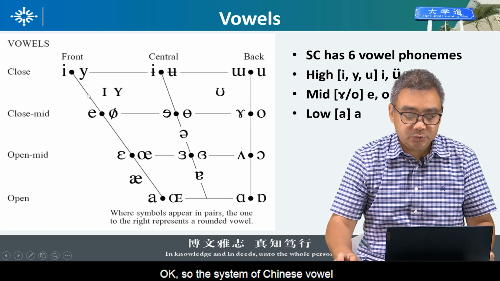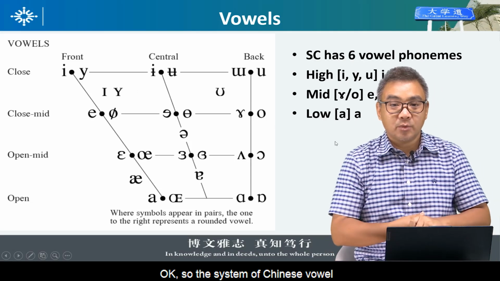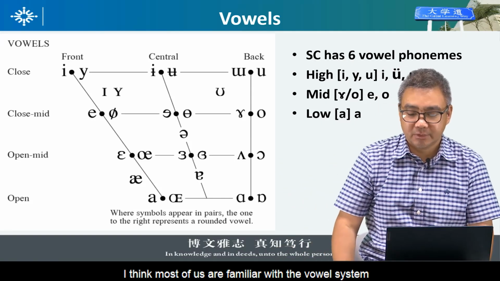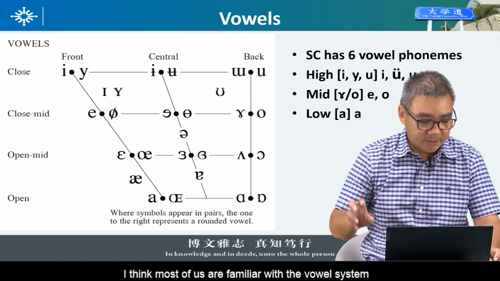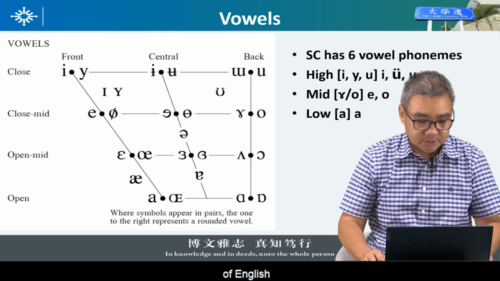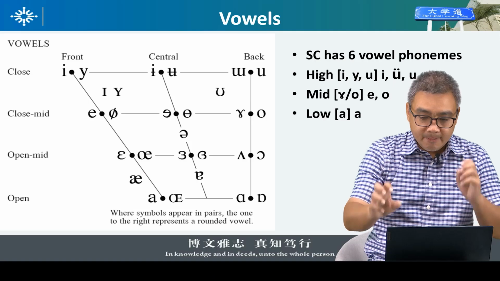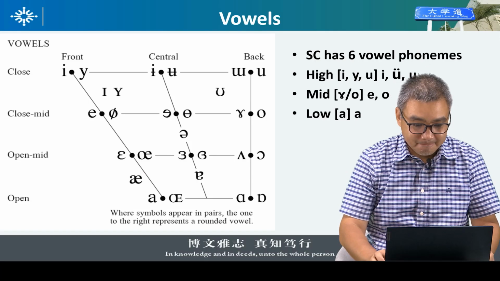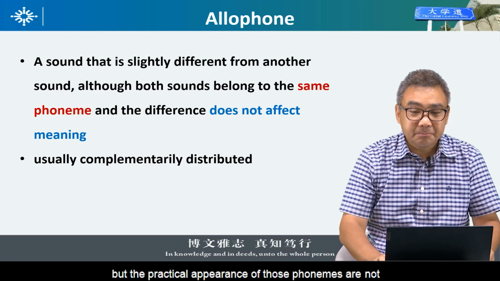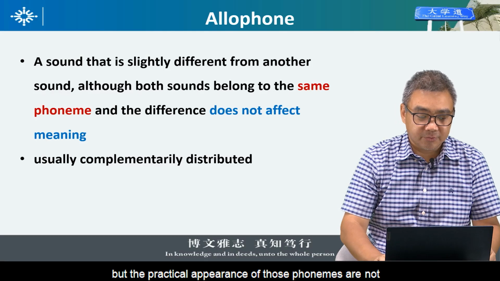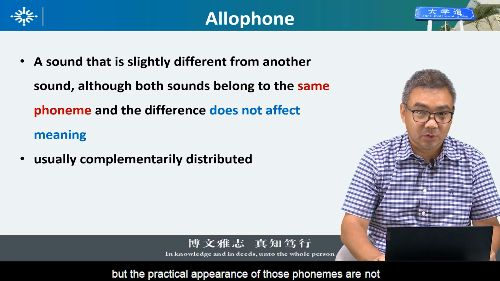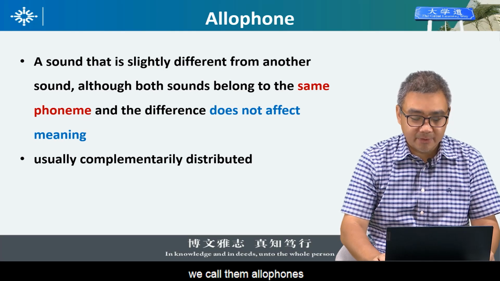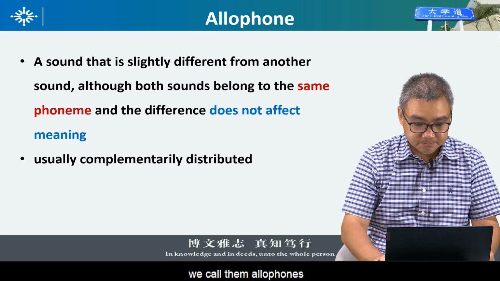Okay, so the system of Chinese vowels is pretty simple, compared with, for example, English. I think most of us are familiar with the vowel system of English, right? So it's only 6, only 6 vowels. But the practical appearance of those phonemes is not limited to the 6. There are many more. Okay, we call them allophones.